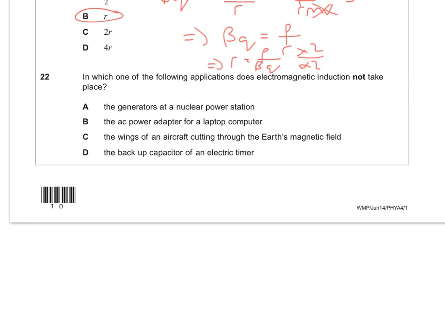In which one of the following applications does electromagnetic induction not take place? Generators, that is electromagnetic induction. An AC power adapter, that is a transformer, so that does involve induction. The wings of an aircraft, that also induces an EMF, so that is induction. A backup capacitor, capacitors have nothing to do with induction. Capacitance is different to induction, so it's that one.